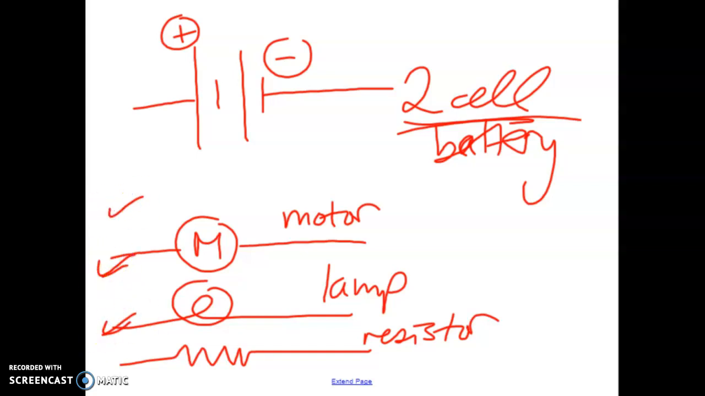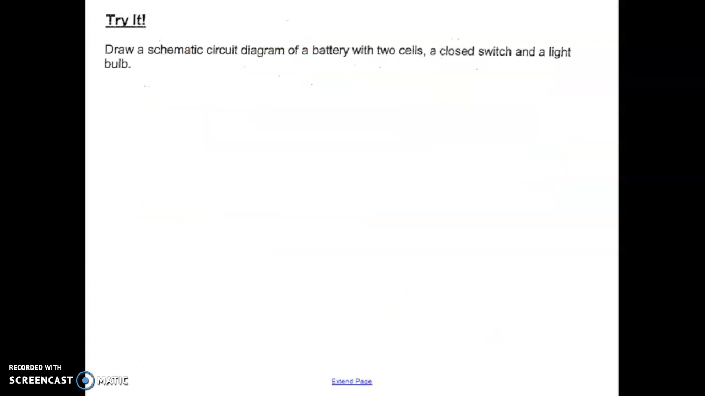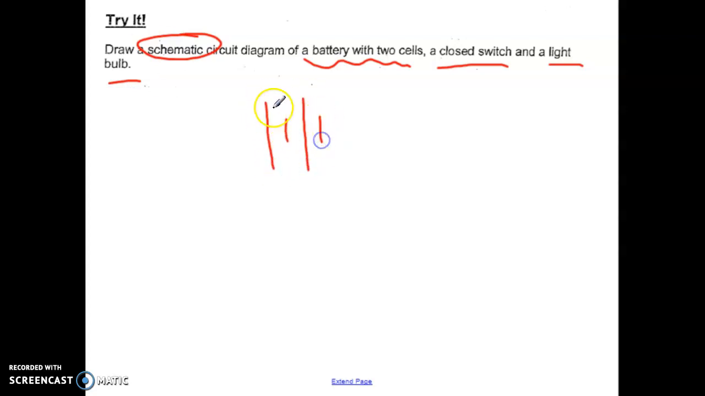Okay? All right, so we're going to try it out. So we're going to draw a schematic circuit diagram. So schematic means we're using symbols. So we're going to do a battery with 2 cells, a closed switch, and a light bulb. Okay, so let's start by drawing our battery. So remember that we need one big line and one little line for every cell. So because it's a 2-cell battery, we're going to have 2 sets.